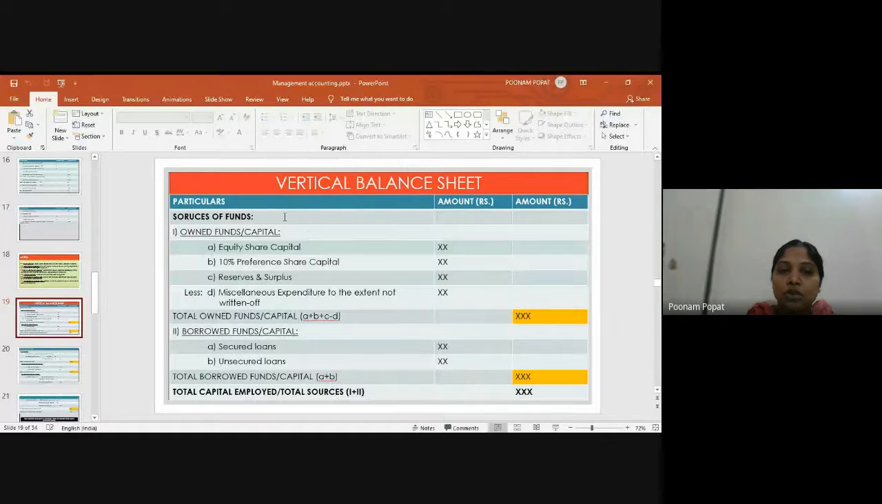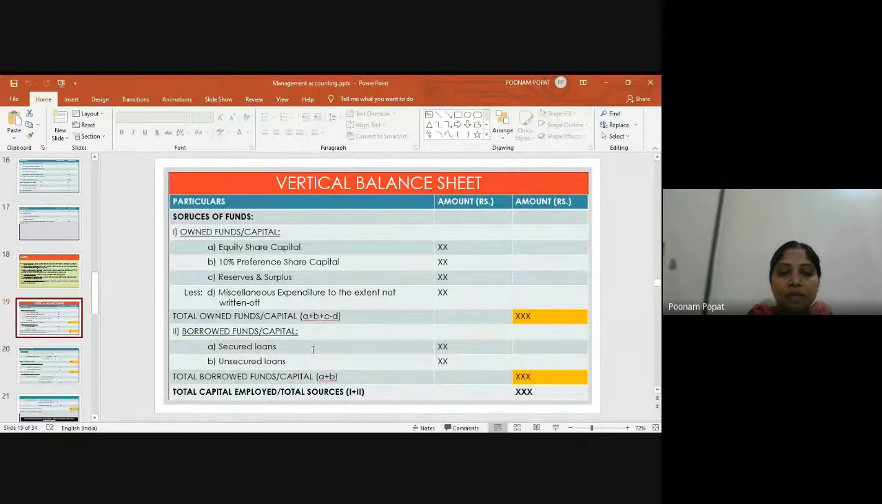Liabilities are known as sources of funds, which is divided in two parts, own funds and borrowed funds. Alternatively, we also call it own capital and borrowed capital. This part consists of the owner's contribution. Equity shareholders and preference shareholders are the owners of the company. Any reserves and surplus lying in the company, like general reserve, dividend equalization reserve, capital reserve, belong to them. Any loss in the company also has to be adjusted in their capital only. So this part is completely about the capital component or contribution of owners.